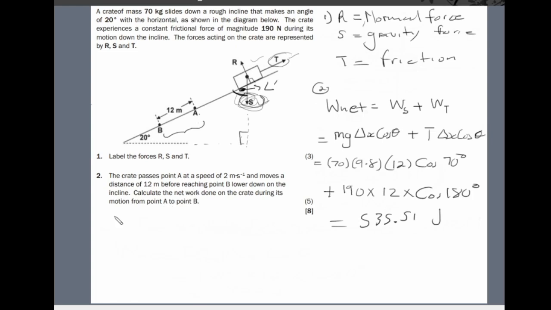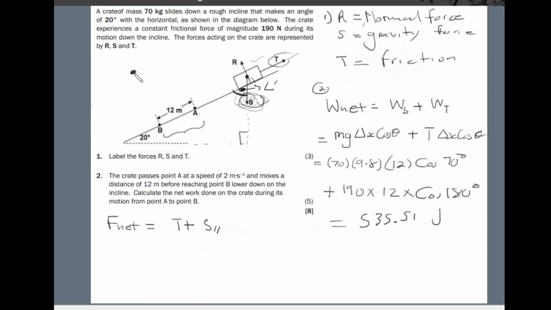So another way of doing this question, you can first calculate the net force, right? And then after calculating the net force, you will calculate the work done by the net force, which is W net. So now the net force will be the force of friction plus the gravitational force which is parallel to the displacement of the object.